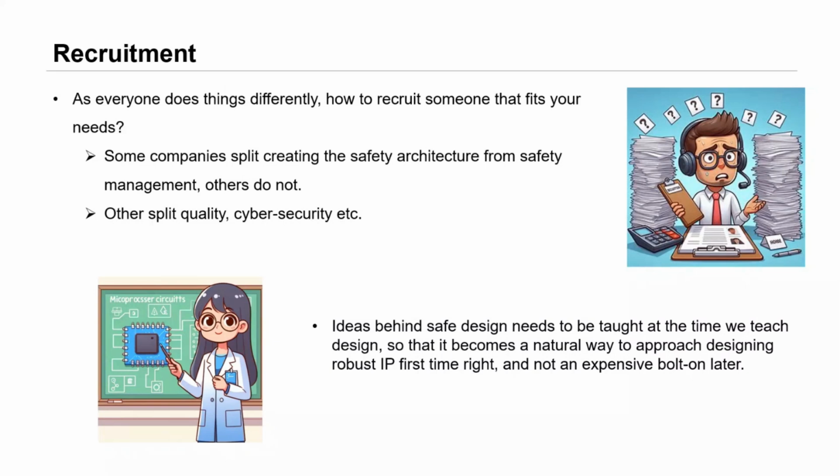So then we've got problems with recruitment. And I mean, we talked about AI earlier, and these images are developed by AI. Just look at how many small mistakes there are in the details when you're trying to use them. But if everyone's doing things differently, try finding recruits for your organization. Some companies split out safety architecture from safety management, others don't. So if you're looking for a job, how do you know what you're going to fit? And it all takes time, and you can lose people when you didn't intend to.